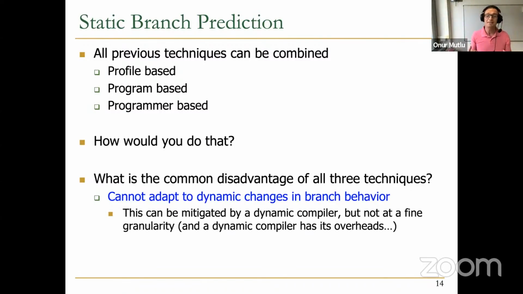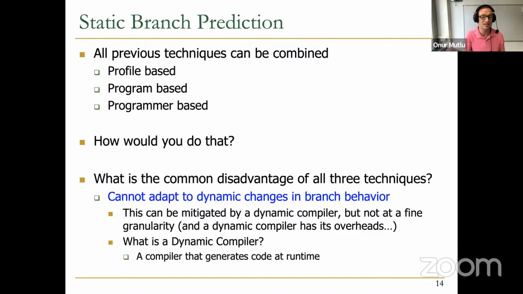But clearly, this can be mitigated by a dynamic compiler. Remember, we talked about binary translation and dynamic compilation, just-in-time compilation, or recompilation while the program is running. You can do this, but not at a very fine granularity, meaning whenever the branch changes behavior, every instance, like taken, not taken, taken, not taken, recompiling that is very difficult, clearly, because recompilation has its overheads. But some of the branches that change behavior at a coarser granularity, like every 1,000 instances, every million instances, every billion instances, a dynamic compiler can capture that and adapt the hint bit that's used in the ISA. And I think that could be powerful, clearly. And we've seen dynamic compilers.